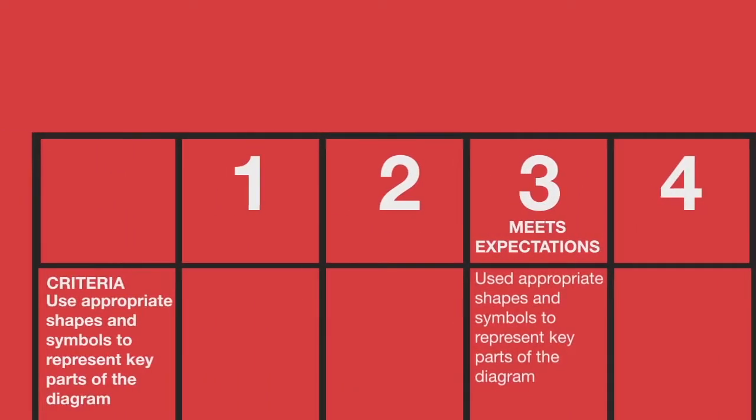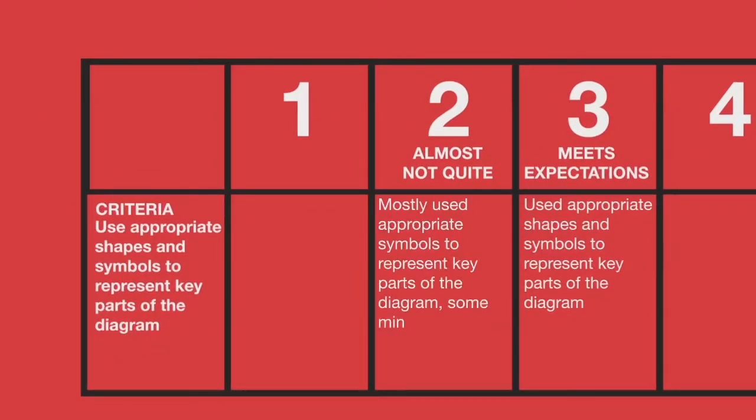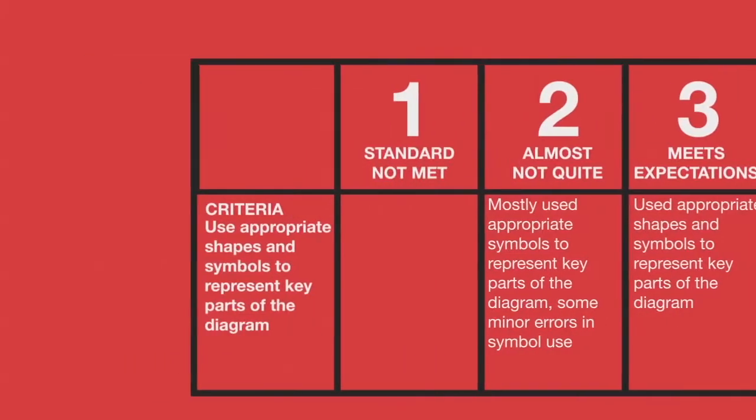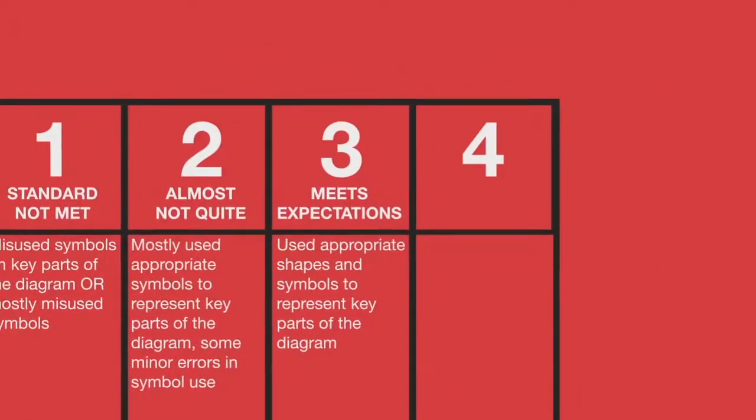I'm going to move to 2 because that seems like the next most obvious. Level 2 is if a student is almost there but not quite. Let's say they had just made some simple mistakes but generally seem to understand it. I'll put in mostly used appropriate symbols to represent key parts of the diagram. Some minor errors in symbol use. And now I'm thinking that level 1 would be if they misused symbols on key parts of the diagram or mostly misused symbols. Now how about level 4?